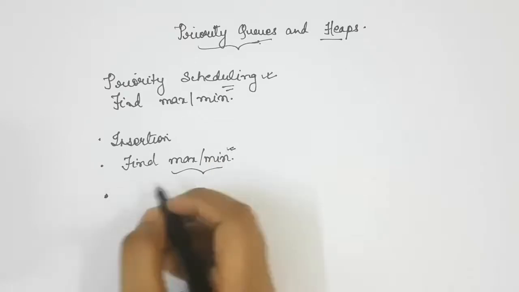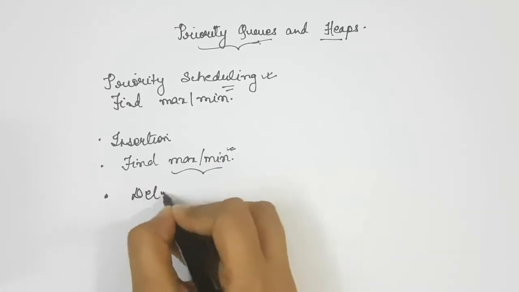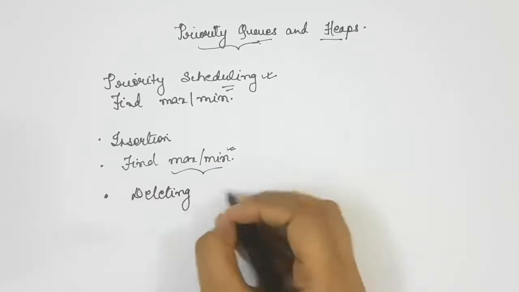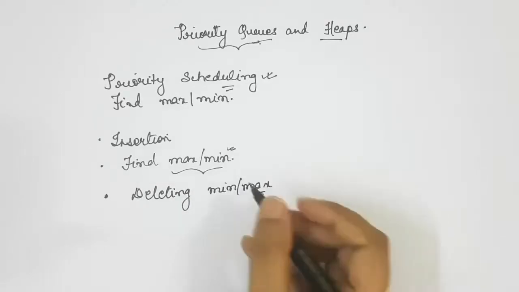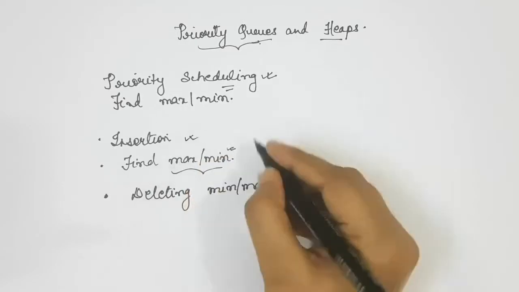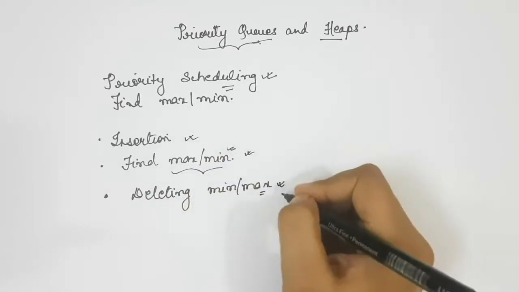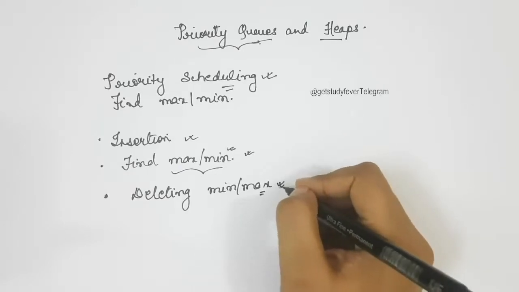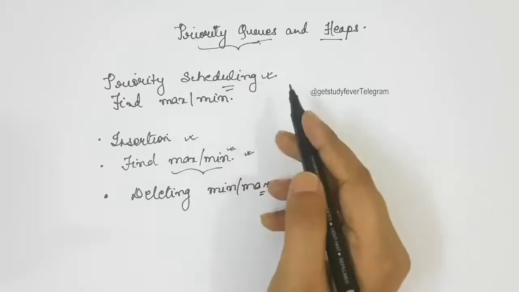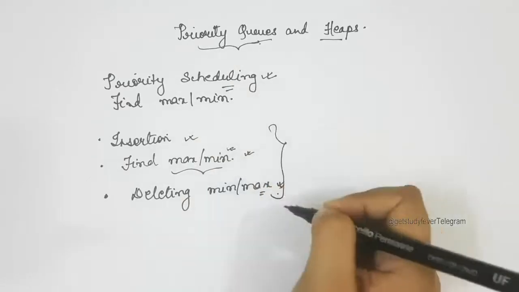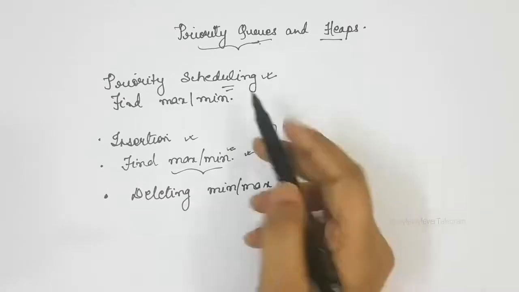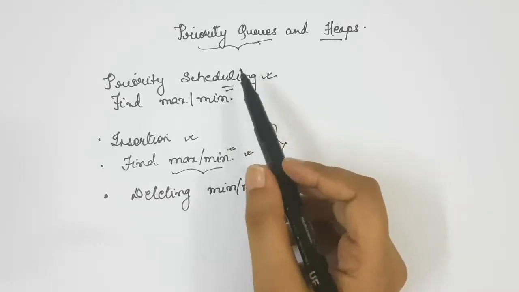Next we have deleting minimum or maximum element. So we are looking for a data structure that supports these operations. We have seen various data structures till now. We have seen arrays, linked lists, and trees. Let's see how we can use these data structures such that these operations are handled very efficiently.